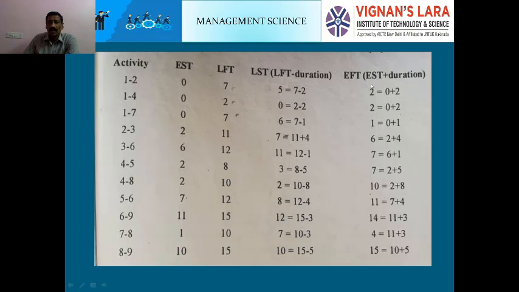Now EFT. How will it be obtained? EST plus duration. EST is already there, 0. EST plus duration: 0, duration of 1-2 is 2. 0 plus 2. 1-4: EST is 0, normal duration is 2. EST is 0, normal duration 1 added is called EFT. This is the calculation procedure of EST, LST, LFT and EFT.